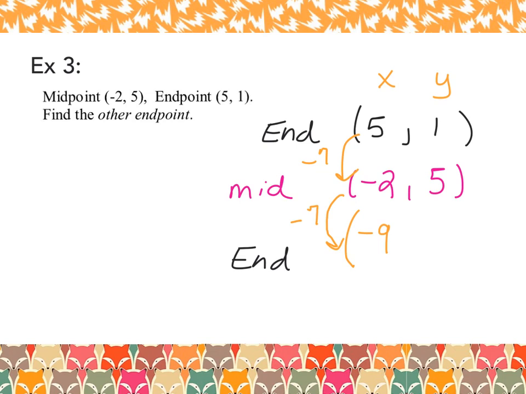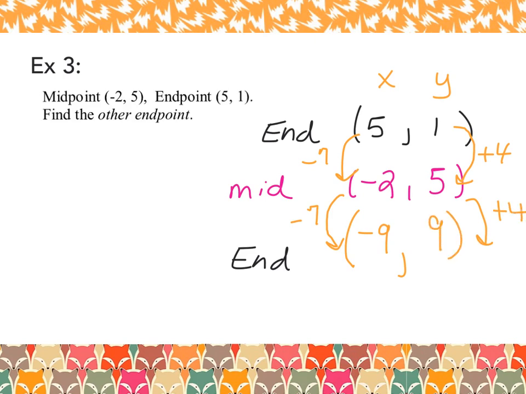All right, so when I subtract 7 from negative 2, I get negative 9. So it becomes more negative. So that's our x-coordinate of our other endpoint. Let's look at our y values. From 1 to 5, we are increasing by 4. So we're just going to increase by 4 again. And when I add 4 to 5, I get positive 9.